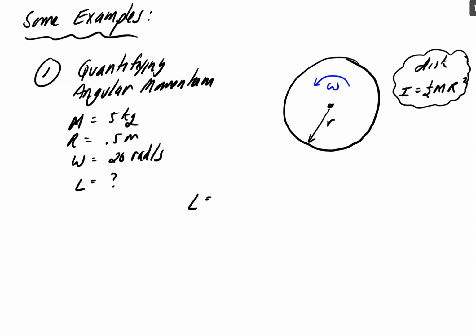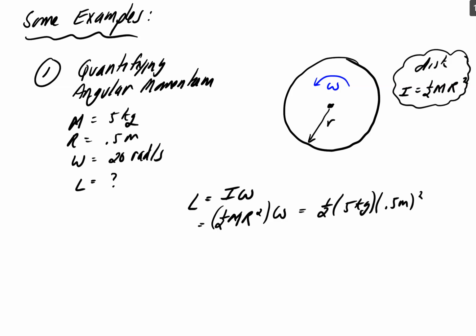Well, angular momentum is defined to be the moment of inertia times the angular velocity. And so all we have to do is say the moment of inertia is 1/2 times the mass times r squared, all times the angular velocity, and we just plug it in. I don't know if I'm going to calculate it because I don't have a calculator handy. But that's 1/2 times 5 kilograms times the radius squared, 0.5 meters squared, times 20 radians per second.